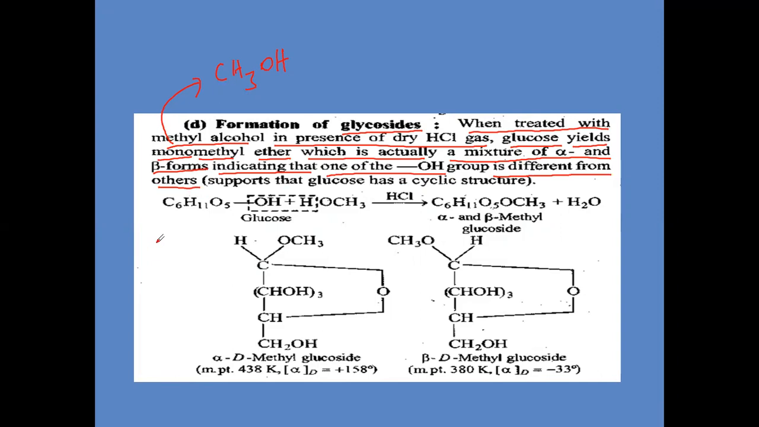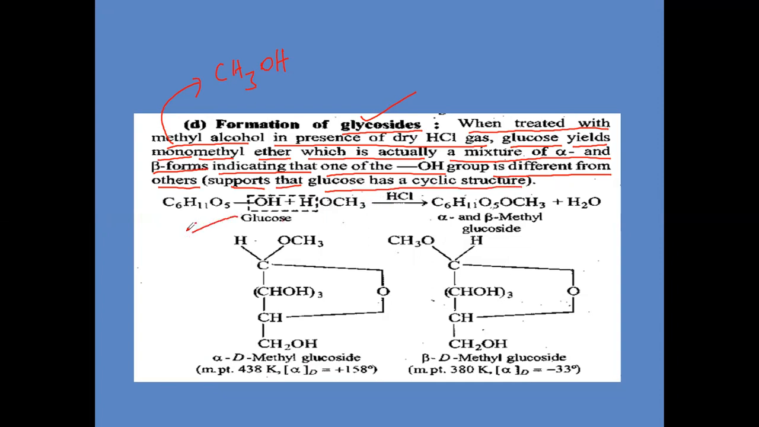In glucose and fructose, many hydroxy groups are there. So one hydroxy group will be different from other hydroxy groups. This can be understood by the formation of glycosides, or glucosides also we can say. Out of many OH groups, one OH group is different from other groups. And this supports that glucose has a cyclic structure.